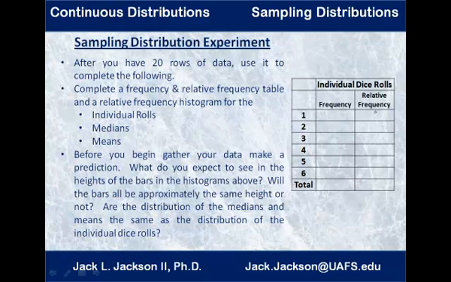Okay, and then what we want to do is graph a relative frequency histogram. Of course, those are empirical probabilities. They're not really probabilities, but they're experimental results that are approximating probabilities, and see what we get there. Then do the same thing for the medians.